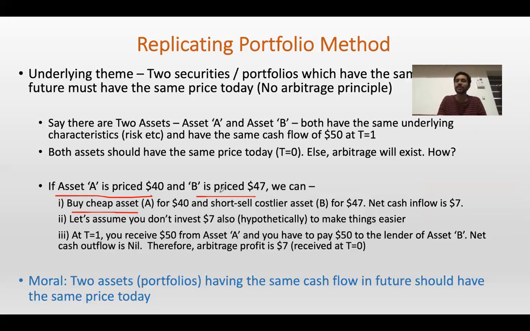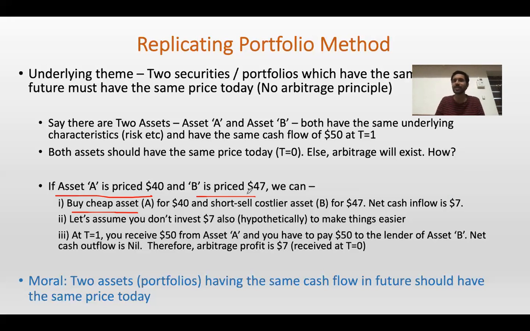Agreed? And then I will short sell asset B, which is an overpriced asset. The general principle is, you buy an undervalued or cheap asset, and you sell the overvalued or costly one. So over here, the cheaper asset is asset A because its price is only $40, and the overpriced asset is asset B, which is priced at $47. So I buy asset A, which means I have a cash outflow of $40, and I short sell asset B.